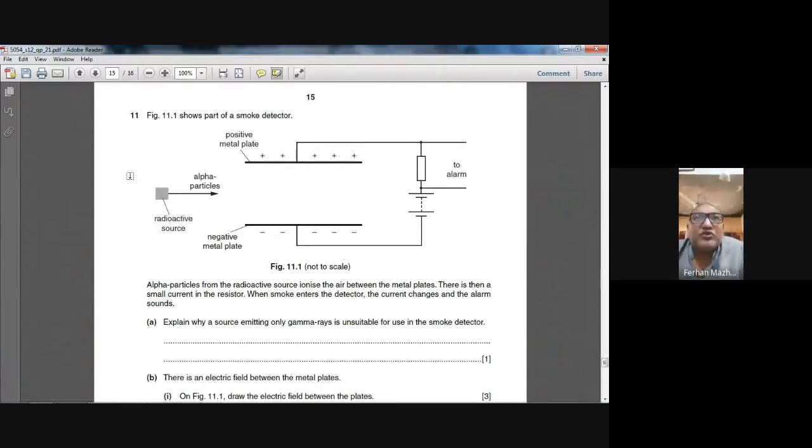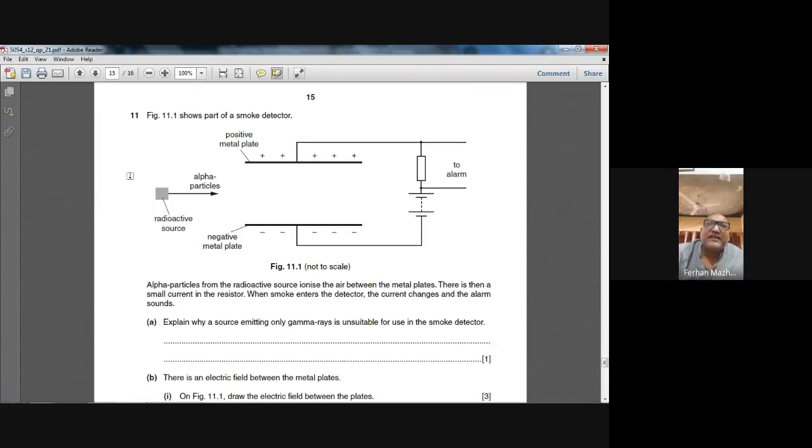Figure 11.1 shows parts of a smoke detector. You see, it's a smoke detector. We put smoke detectors in the ceilings of kitchens. So if smoke starts, the alarm will go on and it will start the alarm. So the smoke alarms are very simple.